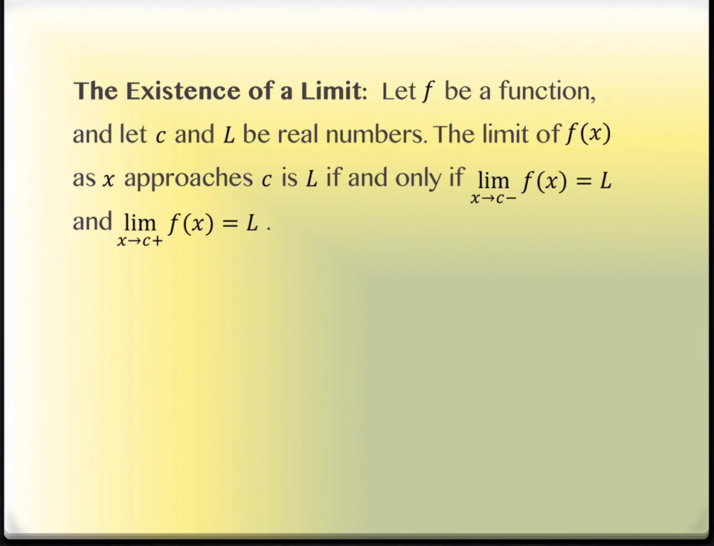Okay. The existence of a limit. If we have a function f and we have values c and L that are real numbers, then the limit of f of x as x approaches c is L if and only if the limit from the left is L and the limit from the right is L. And we've talked about this already, but now this is formally defined. This is what it takes for there to be the existence of a limit.